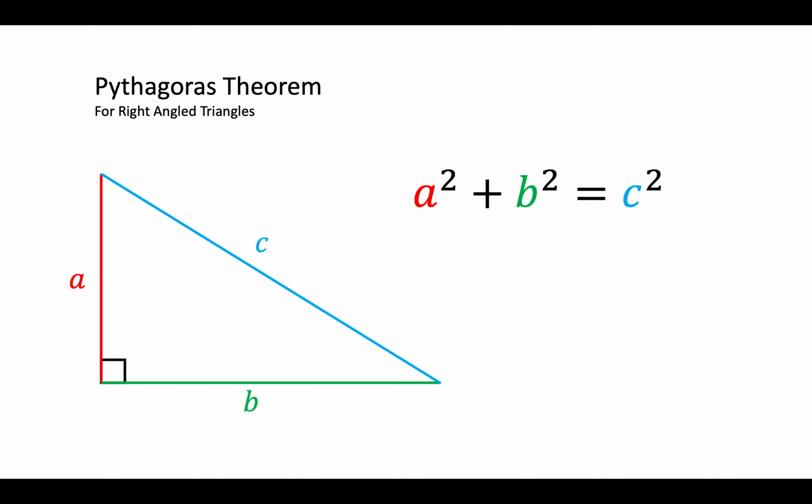Okay, and when you're doing this in the exam, you have to remember that C is the longest side, opposite the right angle. A and B are the two shorter sides.